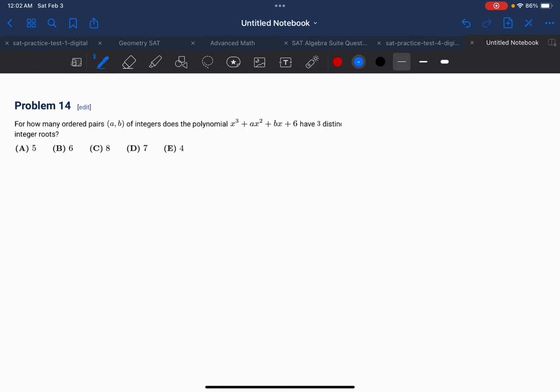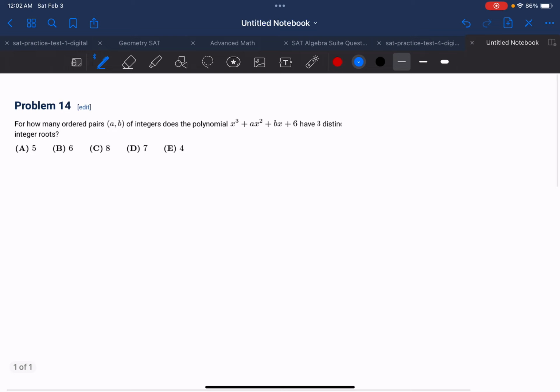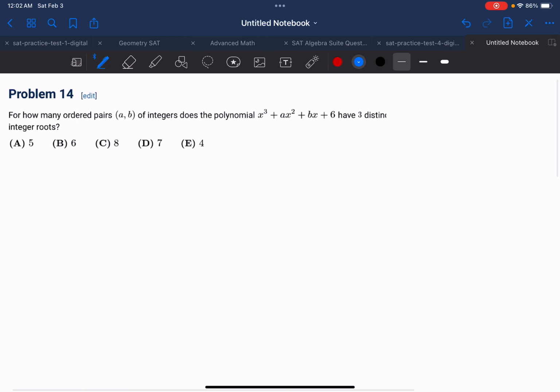Hello everyone. Today I'll be going over problems 14 and 17 of the AMC 12B 2023. Looking at number 14: for how many ordered pairs (a, b) of integers does the polynomial x cubed plus ax squared plus bx plus 6 have three distinct integer roots?